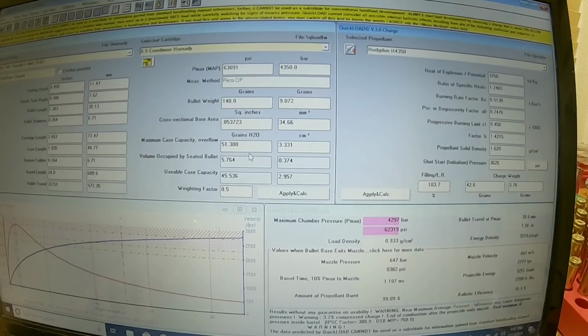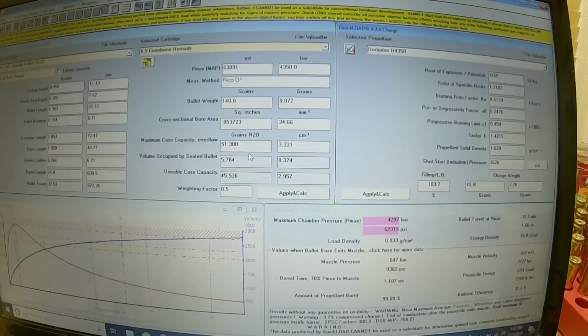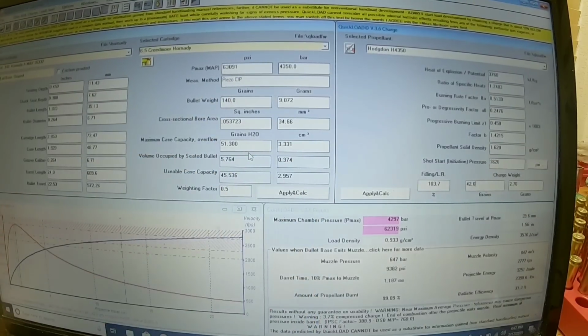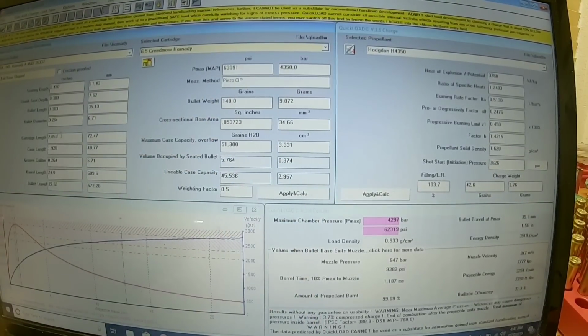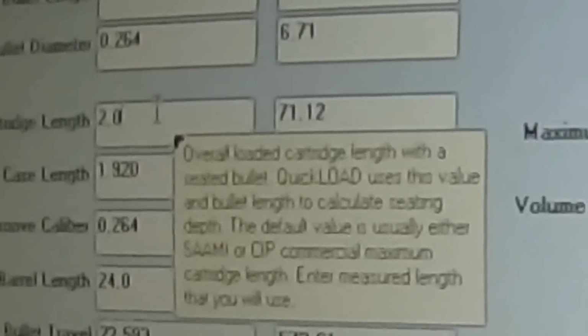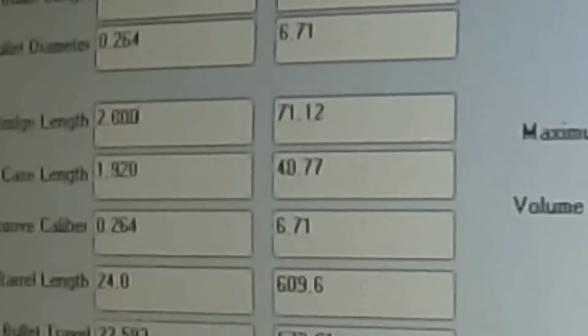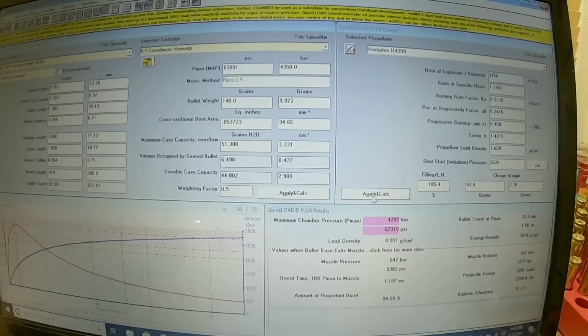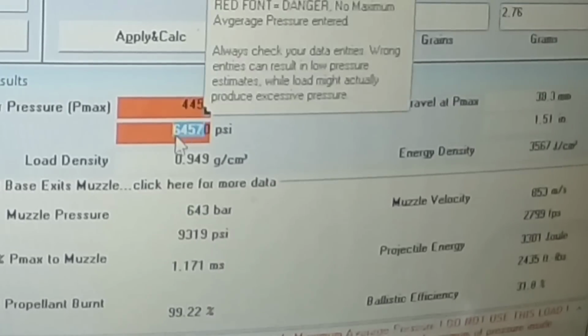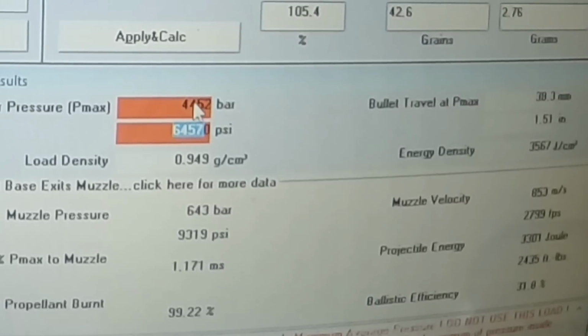Definitely watch how much case lube you're using when you're resizing your brass. Definitely get yourself a comparator to know what your headspace is. And for your overall length, I definitely recommend getting a bullet comparator insert as well. So again, like I said, if I was to make this 2800, according to the book, case overall length, you'll see that muzzle velocity also increases. This one's saying 2799, and it's in the red telling me that I'm above SAAMI spec pressure. So something to think about.